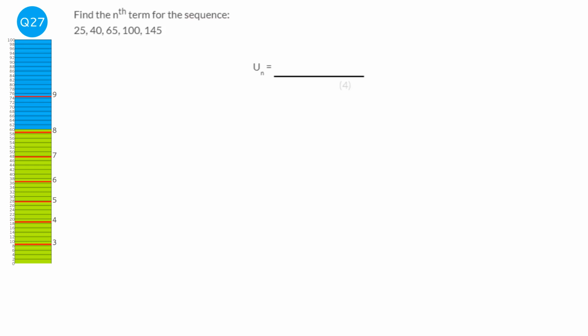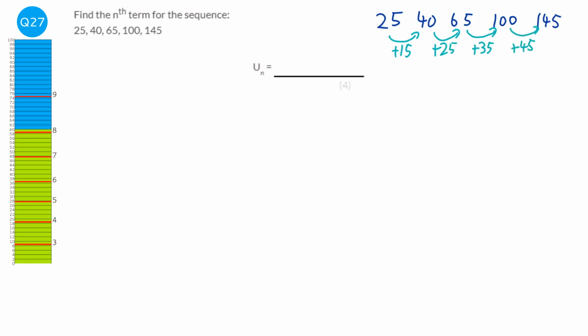So the first thing we're going to do is just write out the sequence. So 25, 40, 65, 100, 145. And we're going to just find the differences. So this is going up by 15. And then this is going up by 25. So they're not the same. This is now going up by 35. And then this by 45.